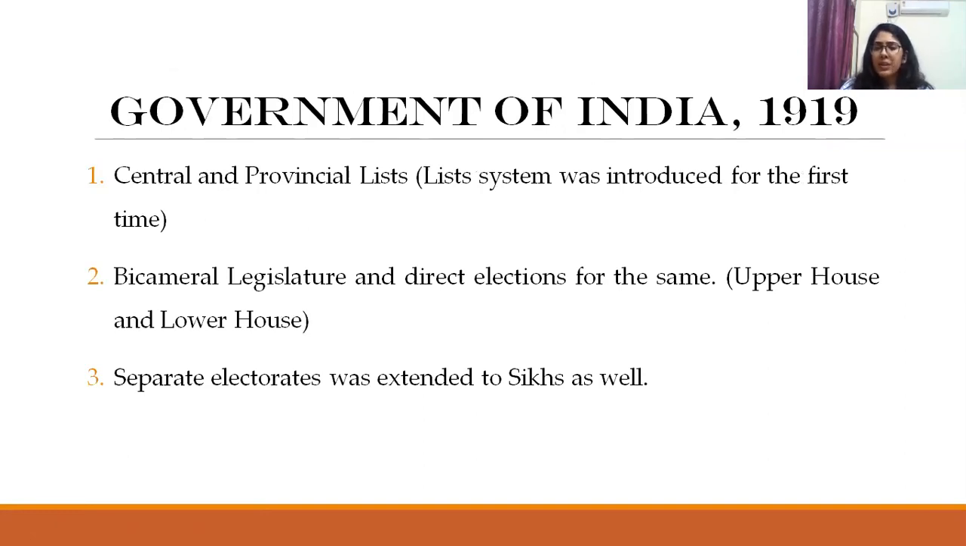Government of India Act 1919. This is the second Government of India Act, in which the central and provincial lists were established. This was the first time for sure. Then a bicameral legislature and direct elections for the same were also established. That is the upper house and the lower house, Rajya Sabha and Lok Sabha. Separate electorates were extended to six as well.